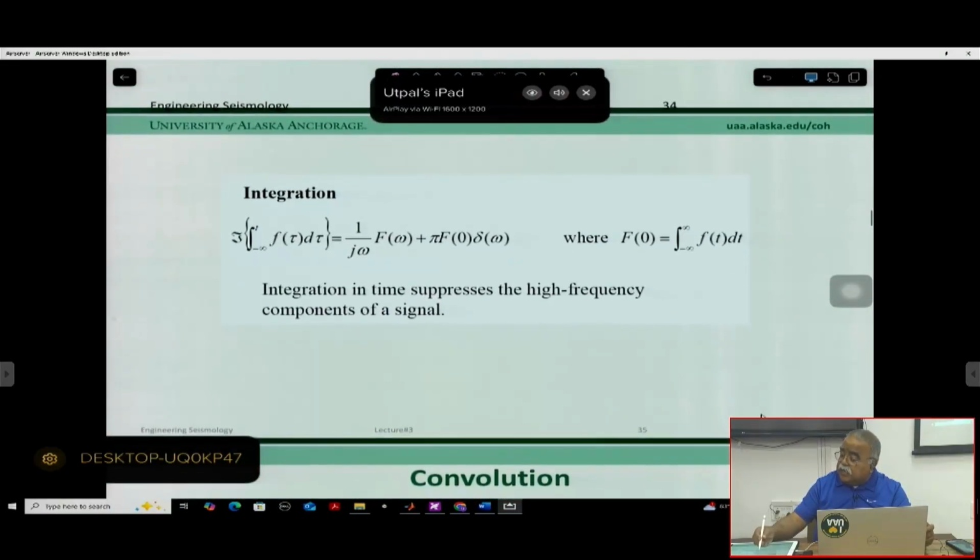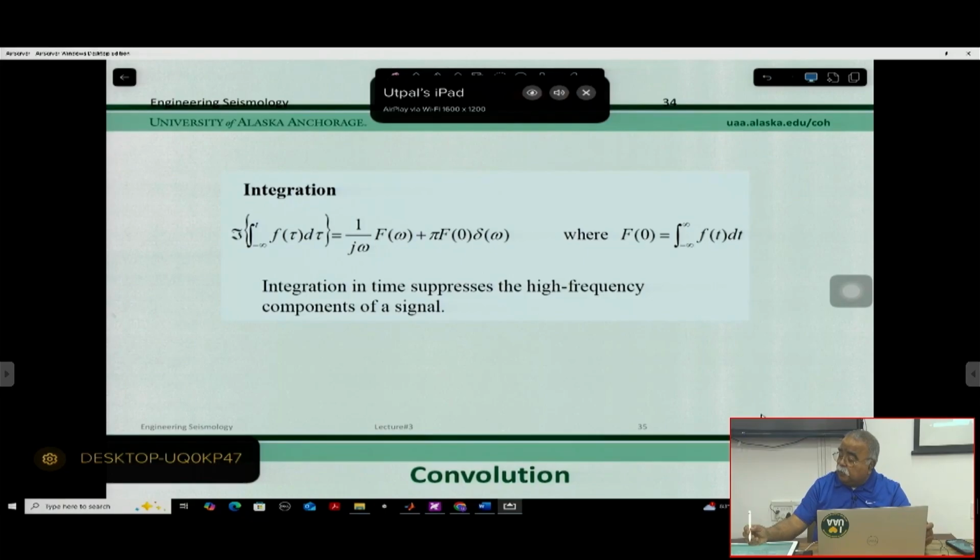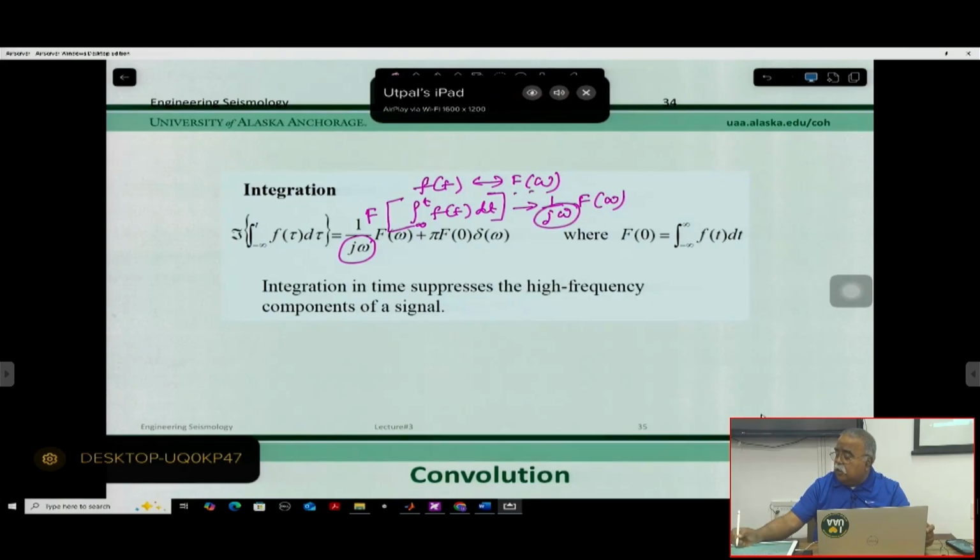Now if I do an integration, then it will straightaway be a division. So that means if f(t) has a Fourier transform of F(omega), then the integration from minus infinity to t of f(t) dt, if we do the Fourier transform of it, will be 1 by j omega into F(omega). So whatever that is, we just divide it by j omega. So the pulse will be divided by j omega.